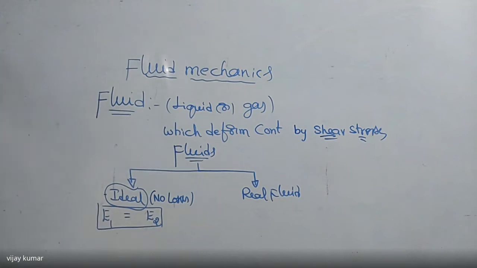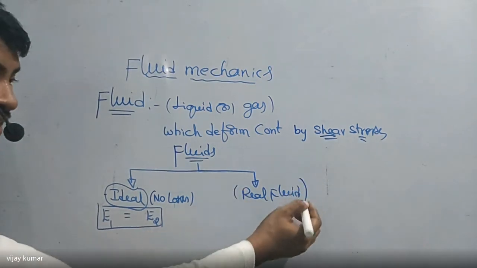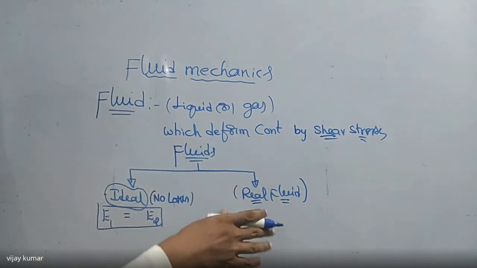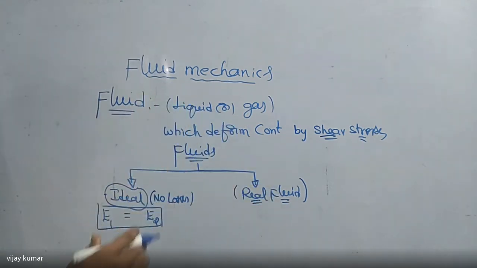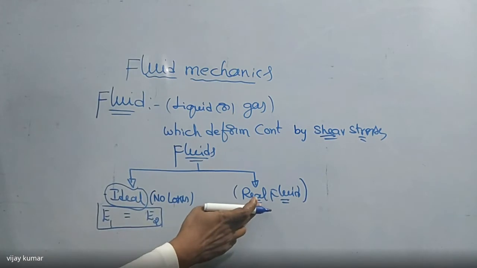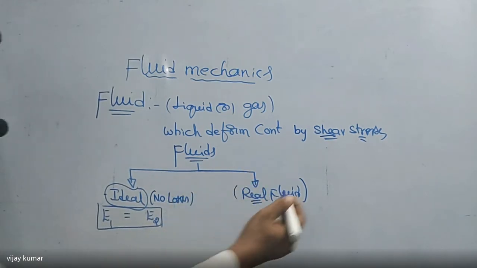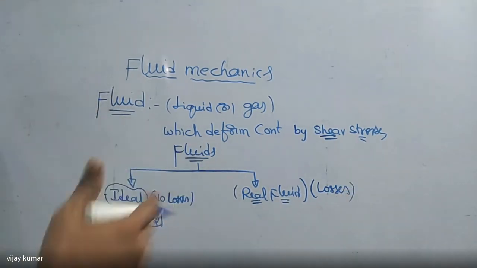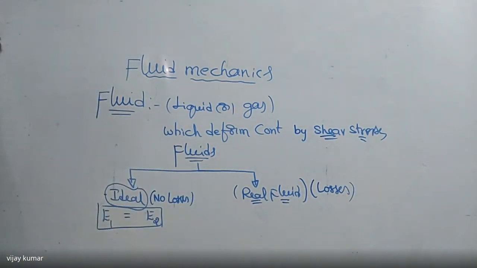That means if the fluid has losses, that fluid is named as a real fluid. That means it is having some viscosity, surface tension, and capillarity properties. So that is a real fluid. Real fluid means there must be losses. Those losses belong to frictional losses or any other losses. All of you know those losses are named as major losses and minor losses in fluid mechanics.